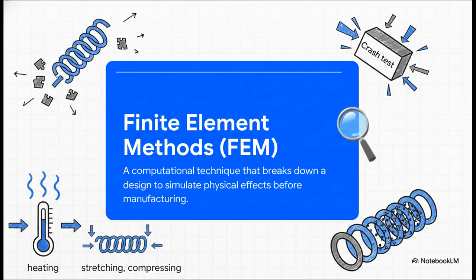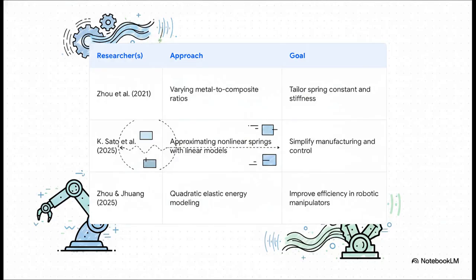It's amazing. And what's so cool is seeing how different research teams are using this digital power. It's not a one-size-fits-all thing. You've got Zhua's team, for instance, who are basically mixing and matching materials in the computer to dial in the exact stiffness they need. Then you have Sato's group, who are figuring out how to make really complex springs easier to actually manufacture. And Zhua and Zhuang are using these models to make things like robotic manipulators more efficient. See? It's all about fine-tuning that design in the digital world to get the perfect result in the real one.